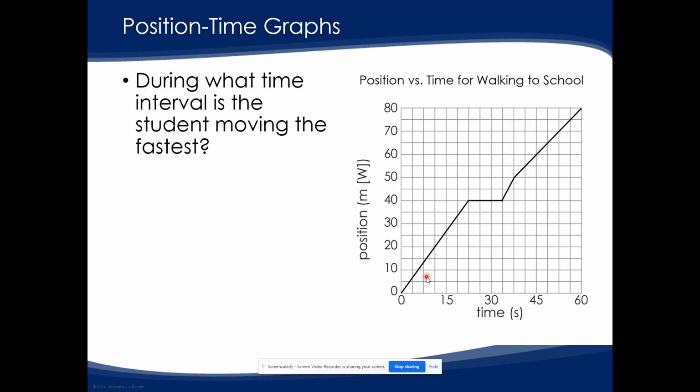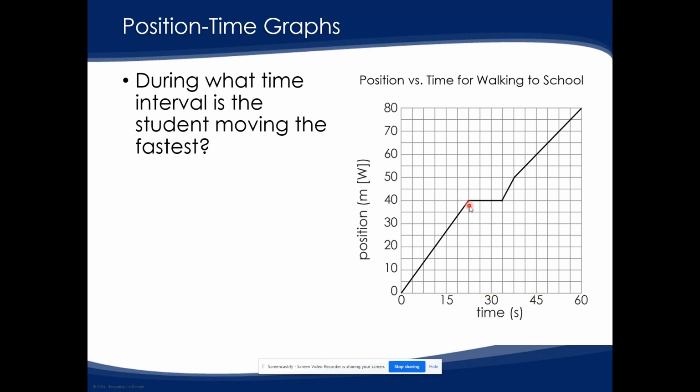So we're looking at what time interval the student is moving the fastest. And that is all dependent on slope. So we need to maybe look at two of our steeper looking slopes, which would be this section right here and this one right here. So this one, we're going 40 meters in 22 and a half seconds.